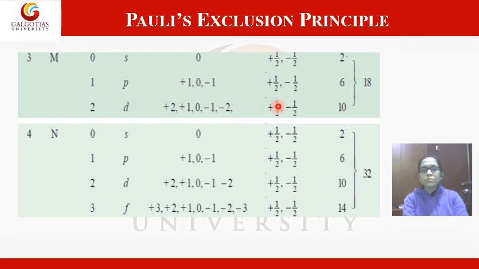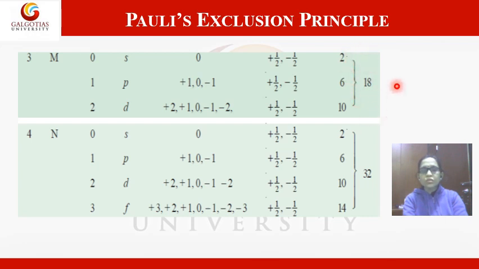But the spin quantum number is different. One electron has plus half spin and another electron has minus half spin. So two electrons present in a single orbital have different spin quantum numbers if the other three quantum numbers are similar. Here the d orbital, as there are 5 d orbitals, can accommodate a maximum of 10 electrons. So in total, in the third shell there are 2 plus 6 plus 10, total 18 electrons.